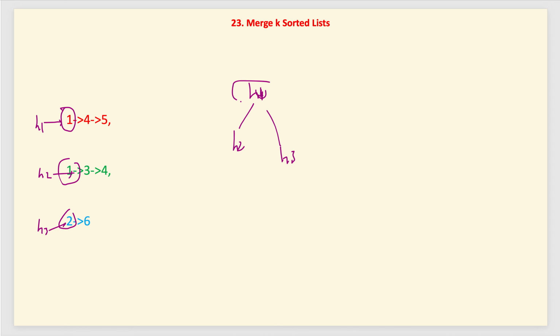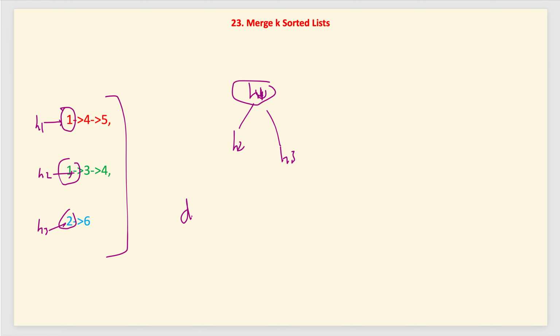So now H1 is minimum. When we added all the lists in the first pass, we will pick whatever is the minimum head. This will be the overall minimum value of all the nodes in all k lists. So this will be the node of our result list.